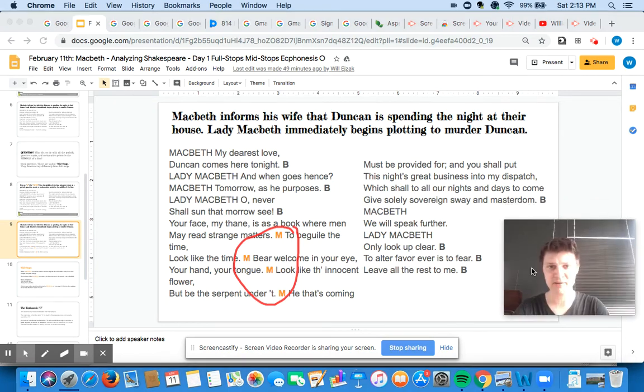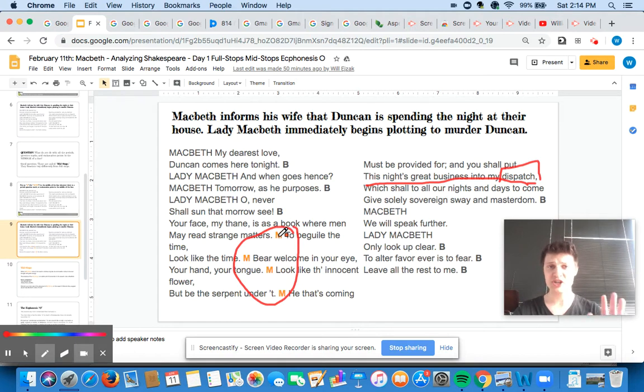And then in this next part where she goes, "He that's coming must be provided for, and you shall put this night's great business into my dispatch, which shall to all our days and nights to come give solely sovereign sway and masterdom." She's basically saying, leave this all to me, right? You shall put this night's great business into my dispatch. In other words, trust me, I got this. I can handle the murdering stuff.